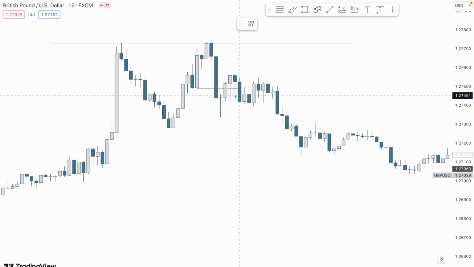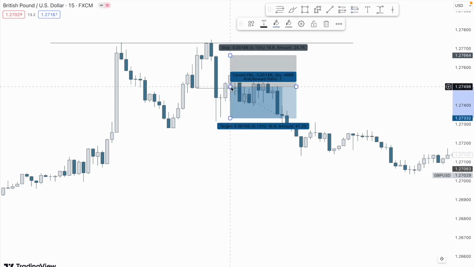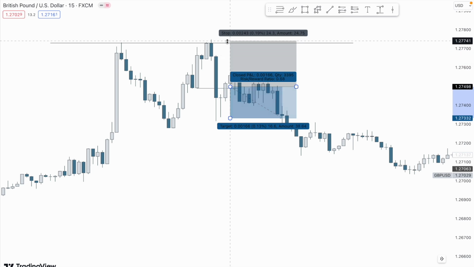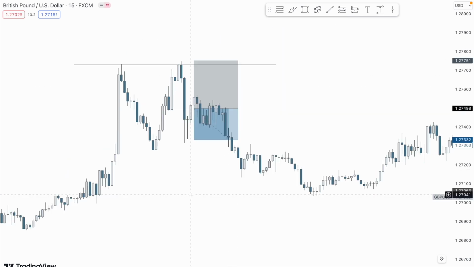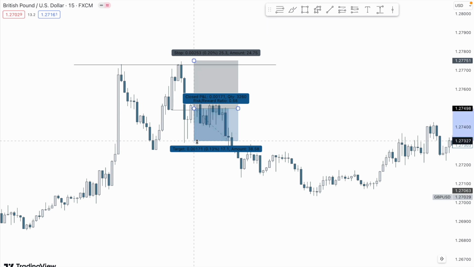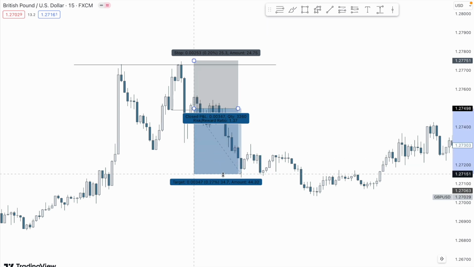What you have to do now is wait for the price to go above this line and then you have to get an entry. Your stop loss will be above here, and usually my target is 2.4 RR, but it depends. Sometimes I take profits earlier.